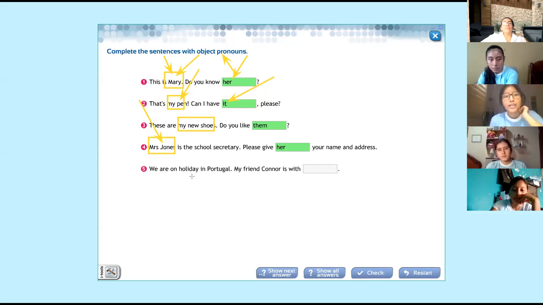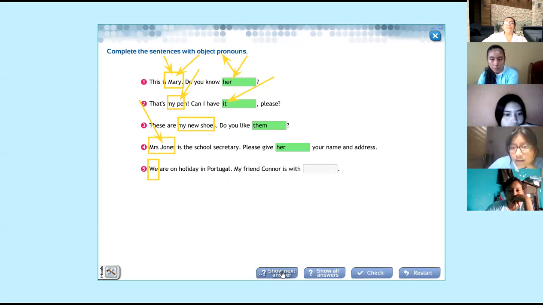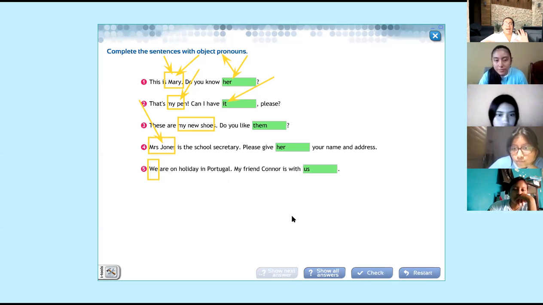We are on holiday in Portugal. My friend Connor is with... us. No, we are a group. When you say we, you are included in the group. What is the object pronoun that we're going to use? Us. Very good. You are included in the action. That's the reason that you say us, okay?